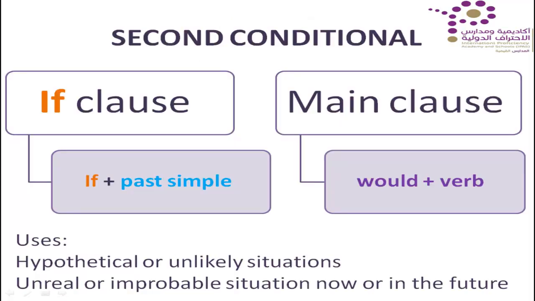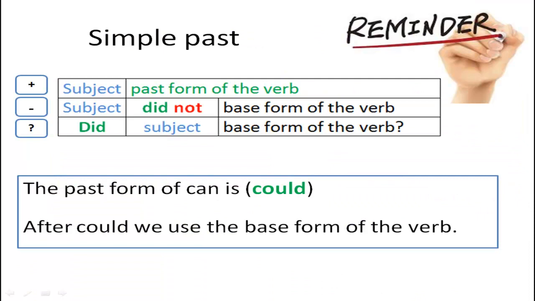As we have already known, in the conditional sentences we have two clauses, the if clause and the main clause. The structure of the second conditional is as follows. In the if clause, we have the past simple tense, and in the main clause we have the modal would plus the base form of the verb. We use the second conditional to describe hypothetical or unlikely situations, or to describe unreal or improbable situations now or in the future.